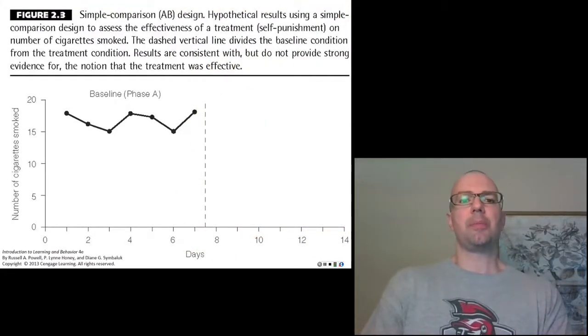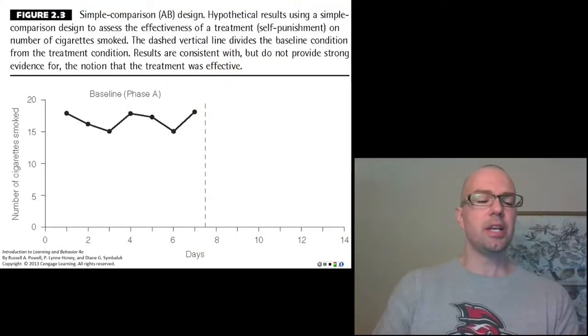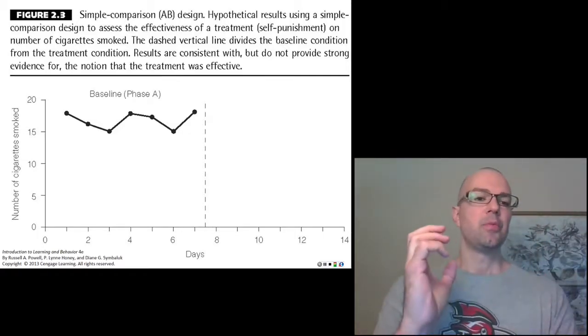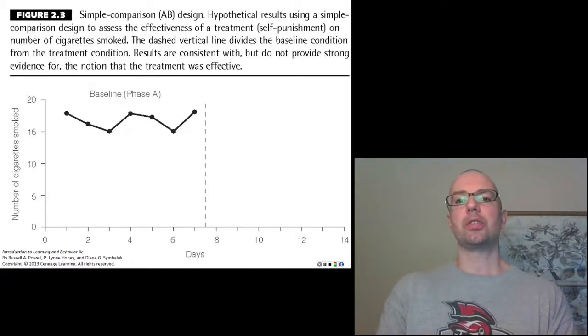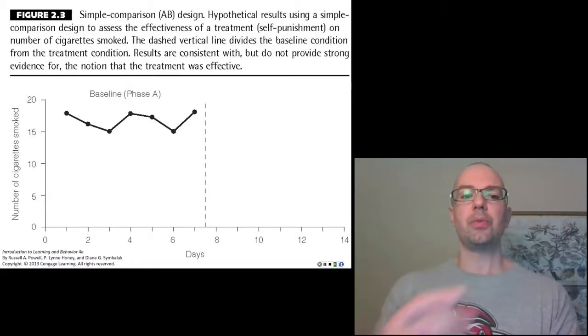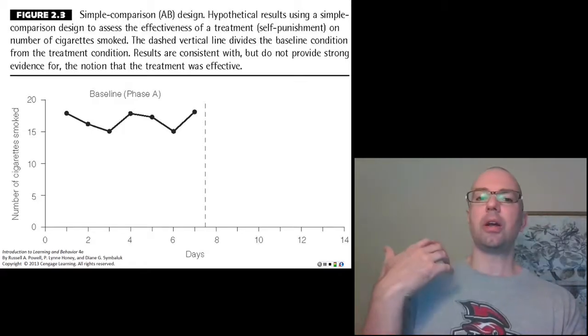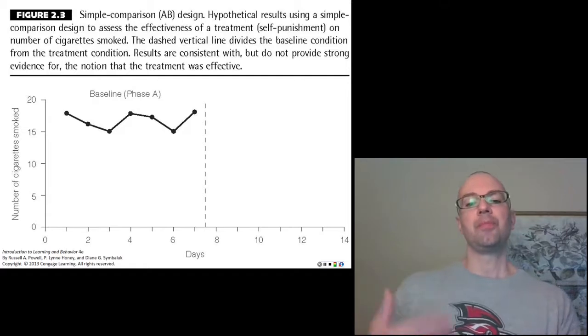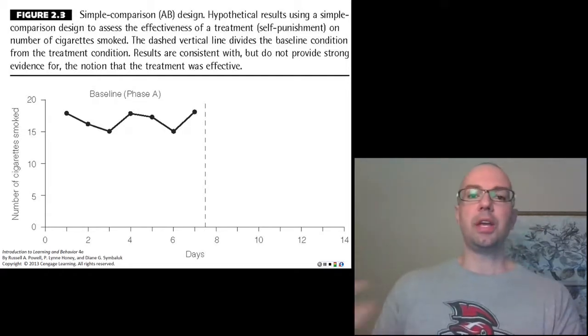So this is the same example as in your textbooks. On the y-axis here, we have the number of cigarettes smoked. So let's say that you are a clinical psychologist, you deal with addiction research, and somebody comes to you and says, you know what, I've been smoking cigarettes, I want to quit, can you help me? So you would tell them, yes, we can.